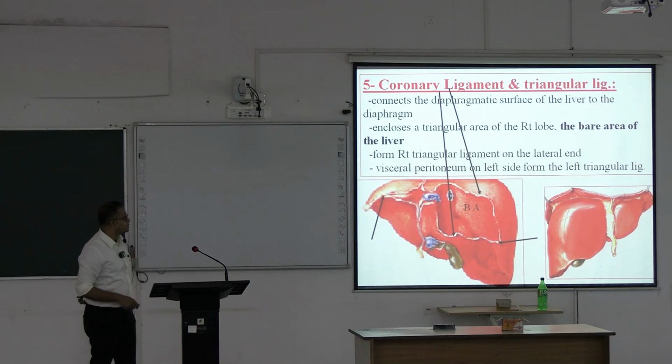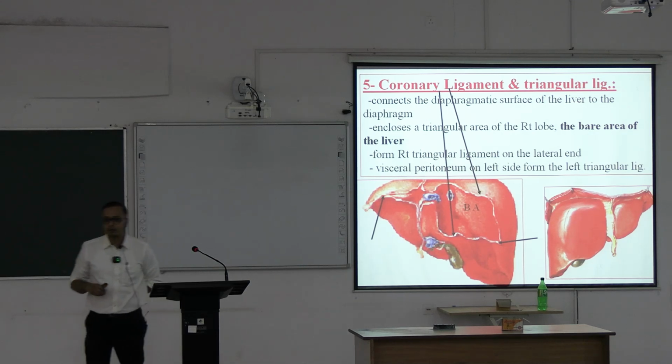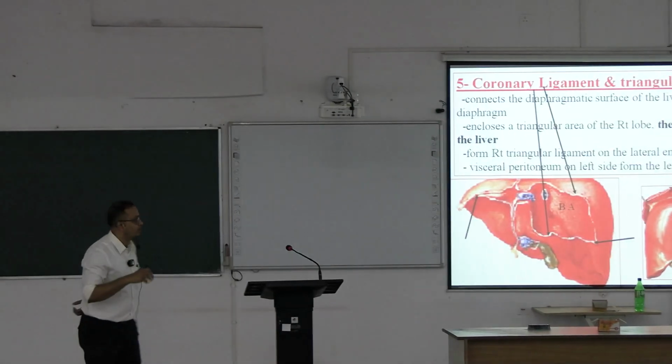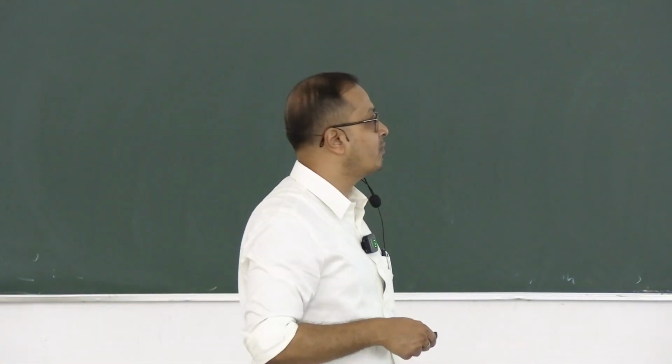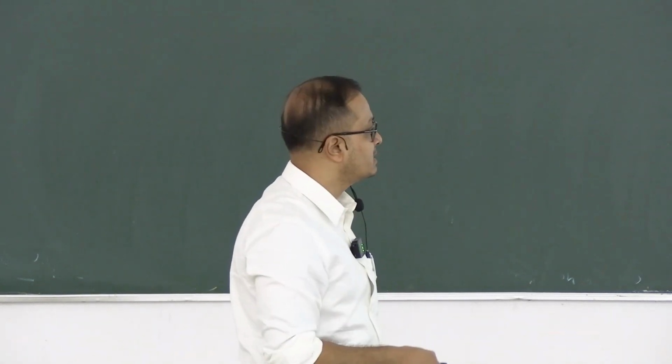Last but not least, we have the coronary ligament, and the coronary ligament folds here and joins to form the triangular ligament. Now, related to the liver, we have these peritoneal folds. See this liver: this is the right side of the liver, this is the left side of the liver, and you are looking at the liver from the top, the superior side, and this is the inferior side.